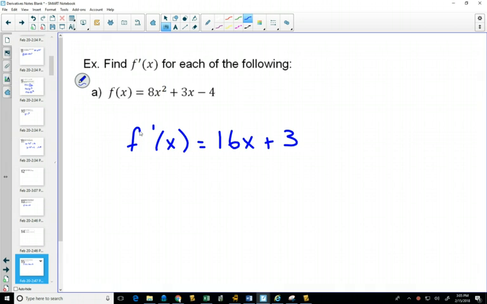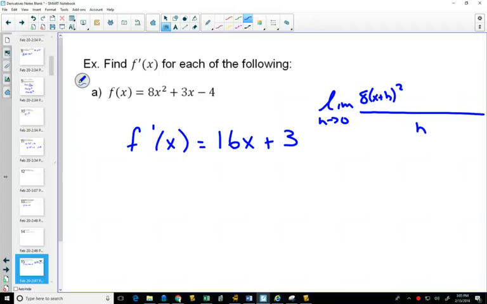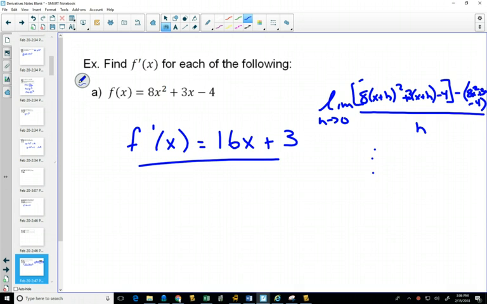How would you use the definition? Well, you would set up your limit as h goes to 0. You would have 8x, you'd plug in x plus h. Will there be a 3 there? Minus 4. That's your first thing, plugging in the x plus h. Subtract, and then you would rewrite this 8x squared plus 3x minus 4. Expand everything, combine your like terms, factor out your h, and you get this. Okay, I like these ones with 2 terms because you have to plug the x plus h into x twice.